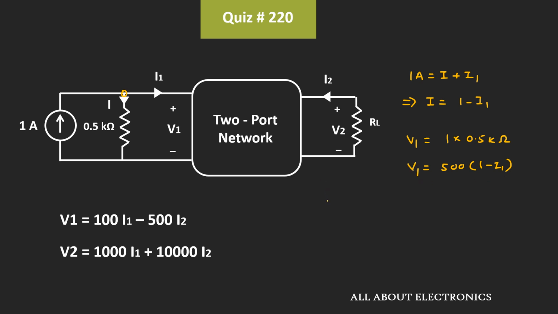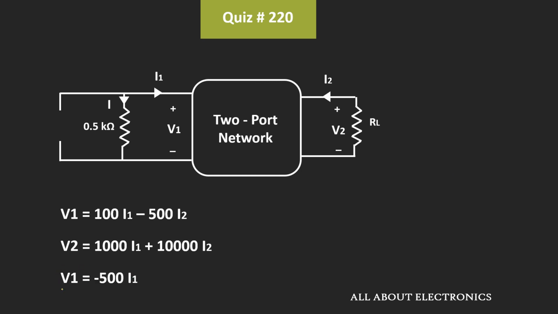Now here, to find the Thevenin's equivalent resistance, we will assume that all the independent sources in the circuit are 0. That means we will assume that this 1 ampere current source will act as an open circuit. So in this condition, this voltage V1 can be given as 500 times minus I1. Considering this, now let us find the ratio of V2 and I2.